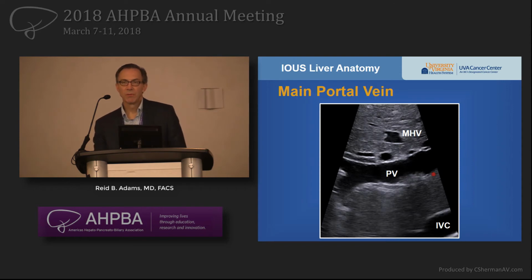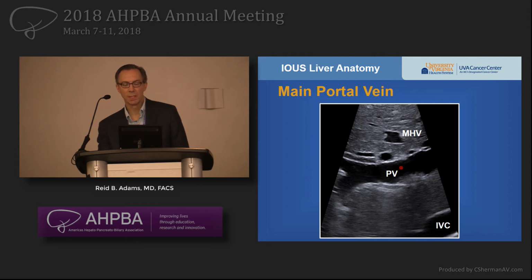This is a view of the central porta. So again, a prototypical view of the main portal vein here. You can see the IVC back here, so you know this is going to be segment 1 here. And there are a couple structures to pay attention to. So first of all is the main portal vein.